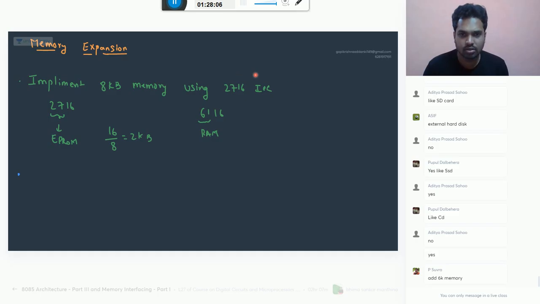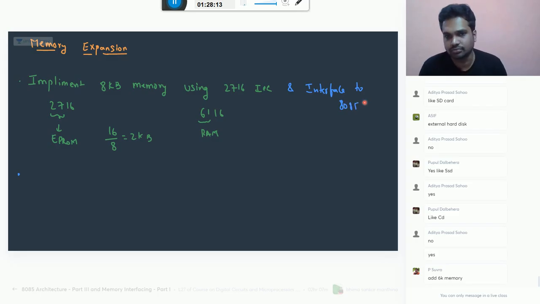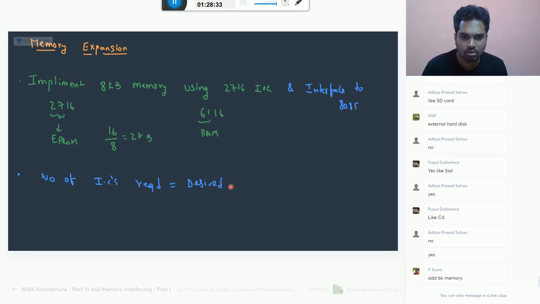So, interface to 8085. Okay, so now listen here. This is important: the number of ICs required is equal to the desired size by the available size.